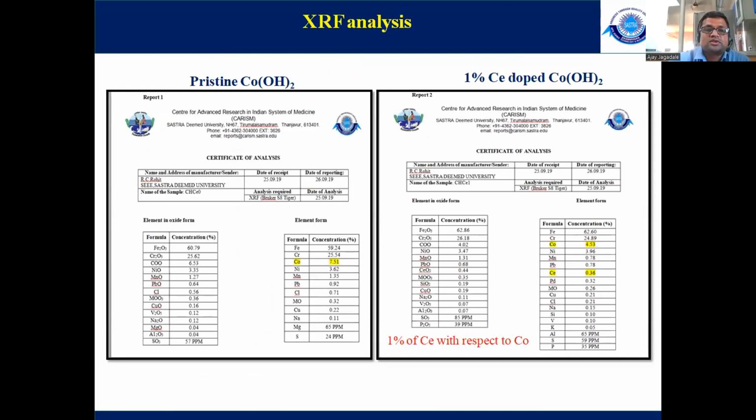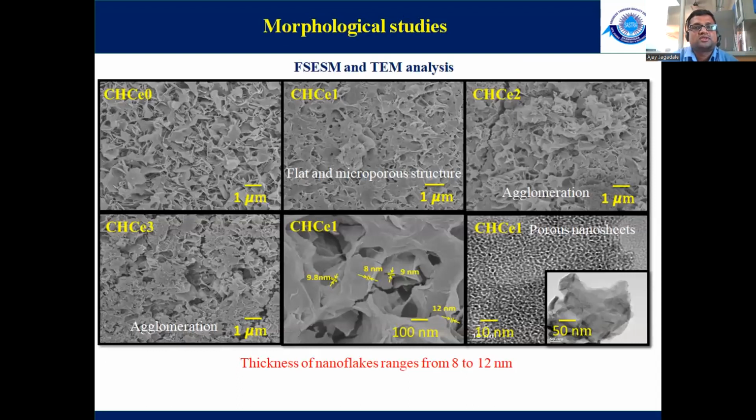So we went for XRF analysis, and from XRF we found that cerium is 1% in the sample. Furthermore, in order to understand the morphological analysis, we subjected our sample to FESEM and TEM analysis, and we found that when the cobalt hydroxide is doped with cerium, the morphology changes significantly.